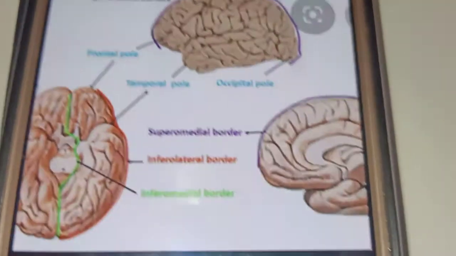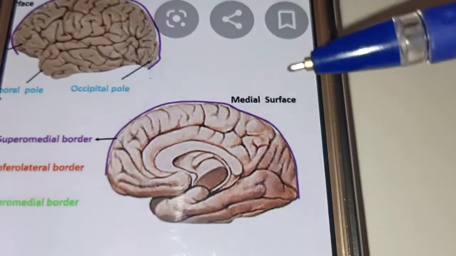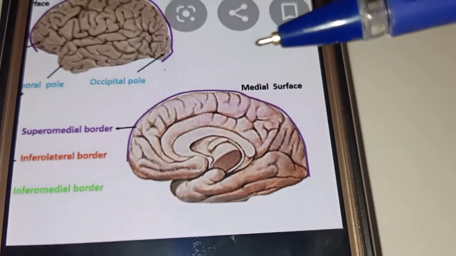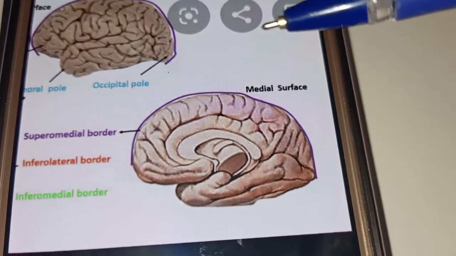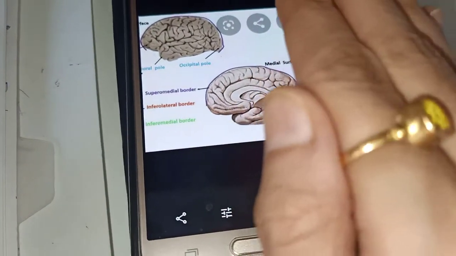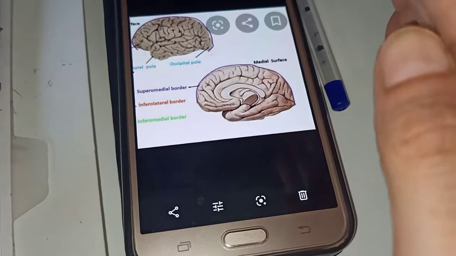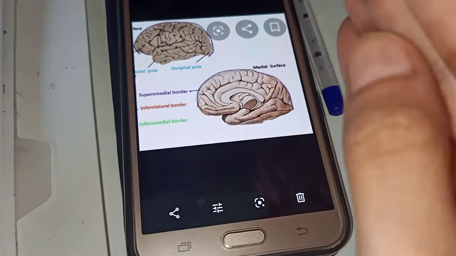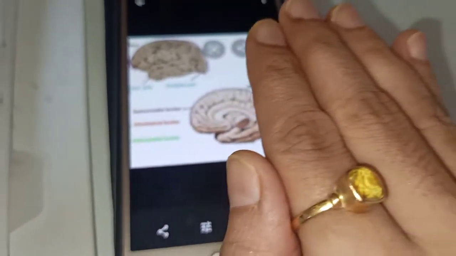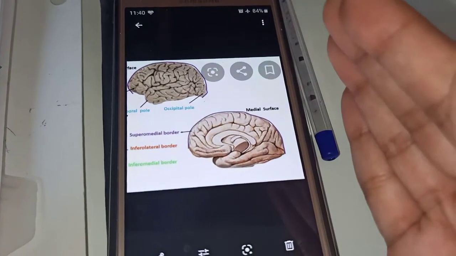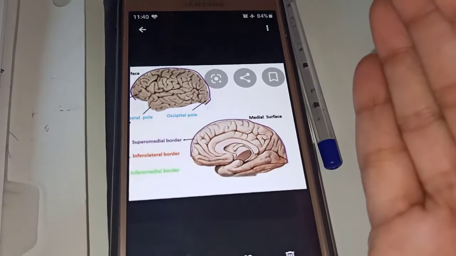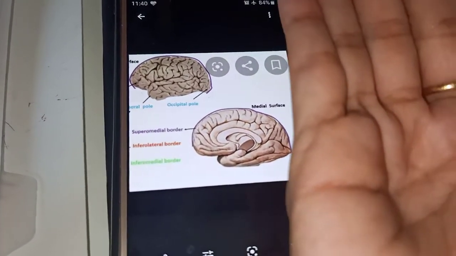Clear? The next surface is the medial surface. Now what is the medial surface? As you all know, the cerebrum is divided into two halves. So if I take this, this is the right half, and if I turn it over, this becomes the medial surface. This is the right half of the cerebrum. If I turn just half, this is the medial surface, and if I turn completely, this becomes the inferior surface.